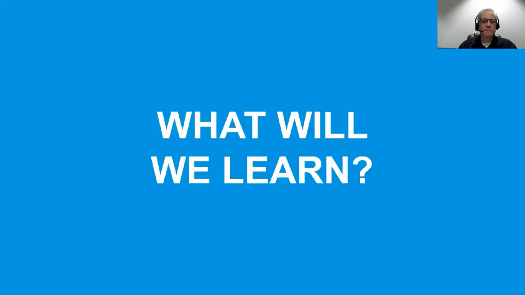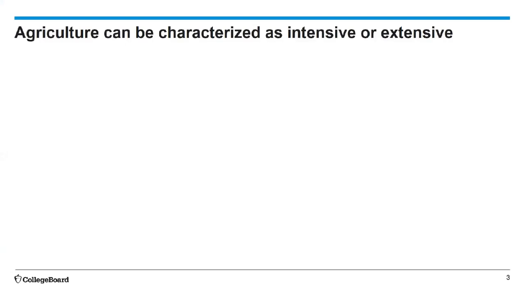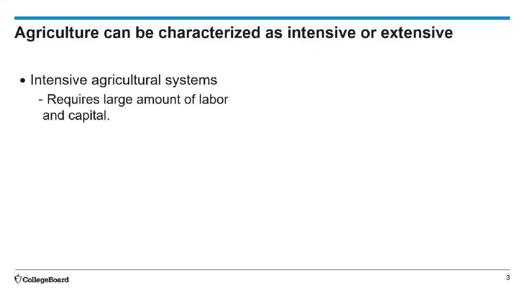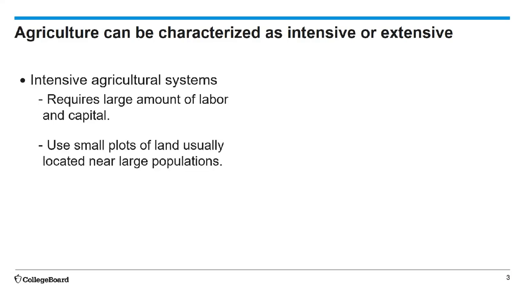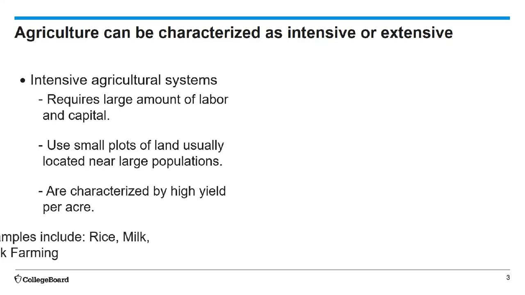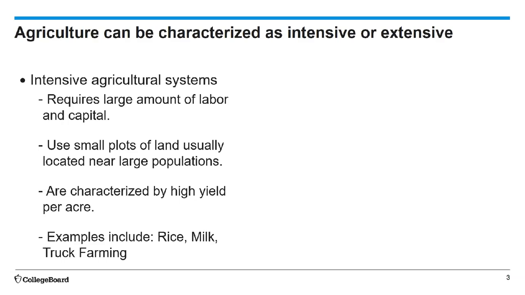Today's video will discuss how intensive farming practices include market gardening, plantation agriculture, and mixed crop and livestock systems. What will we learn? Agriculture can be characterized as intensive or extensive. Intensive agricultural systems require a large amount of labor and capital. They use small plots of land, usually located near large populations, and they are characterized by a high yield per acre. Examples of intensive agricultural systems include rice, milk, and truck farming.